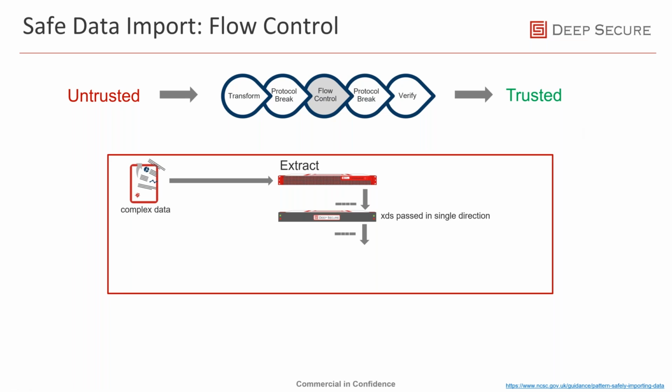Attackers often use a path back to the untrusted network if they're exfiltrating data or performing command and control with some malware. So ensuring only the expected data is flowing in the expected direction can help prevent an attacker using the gateway for that sort of attack. And the Deep Secure IX appliance uses a hardware-only device to enforce that flow control. So the simplified data that we've created and the protocol information that's carried in the XDS is passed in one direction across that device, preventing an attacker from exfiltrating data using this channel.